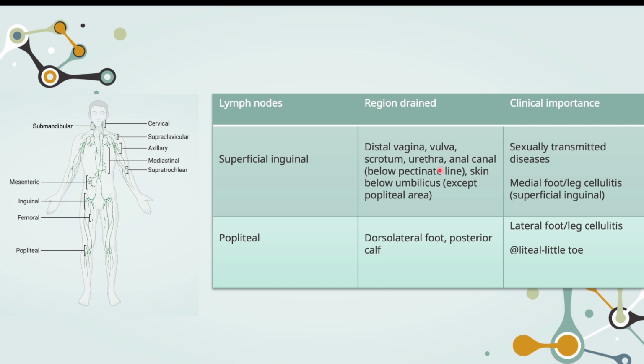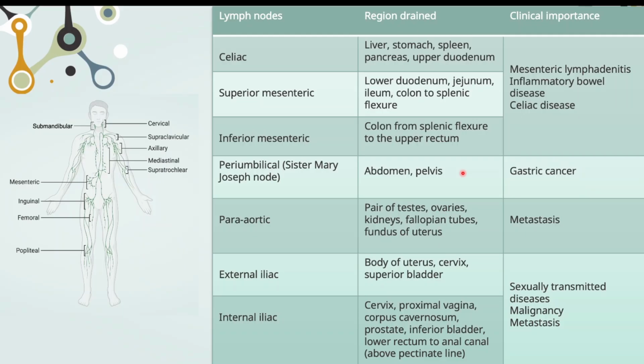Now, another important point that I want to repeat again is the anal canal. If there is any disease condition below the pectinate line, the superficial inguinal lymph nodes will be involved. But if there is involvement above the pectinate line, the internal iliac lymph nodes will be involved. Above the pectinate line, internal iliac.